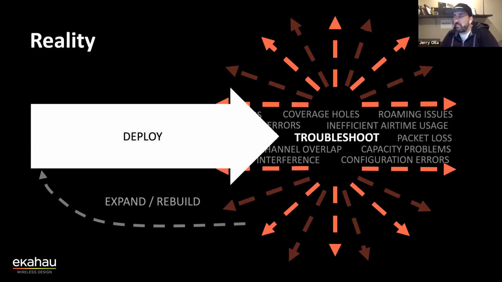So we talked about the marketing spiel and story that we're being told when we buy this equipment. But if we just deploy it and don't do any forethought or planning or engineering, and we just plug everything in, this is really the reality we're left with. We see things like coverage holes, roaming issues, just inefficient use of the spectrum. Packet loss, channel overlap, capacity issues, all these things can be correlated to insufficient planning, and really, not being properly designed and engineered.